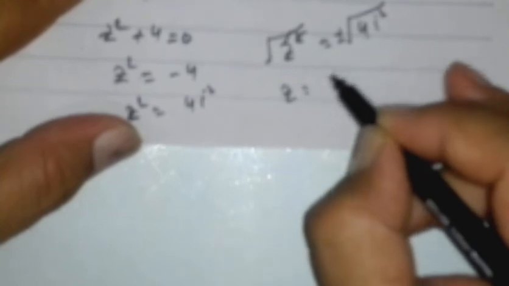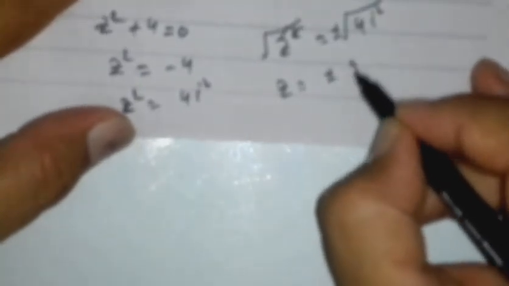Further, you can write it as z square under the root and 4 iota square under the root plus minus. Square root cancels with z square, we get here plus minus 2 iota. So plus minus 2 iota is the solution set.